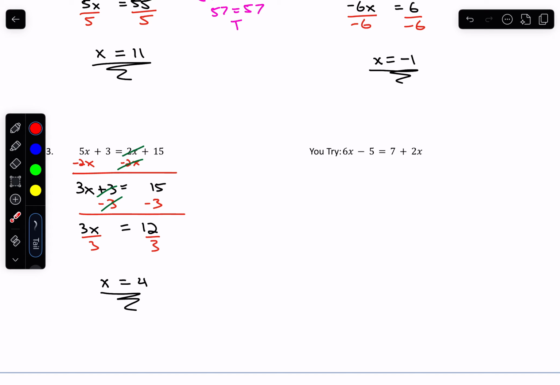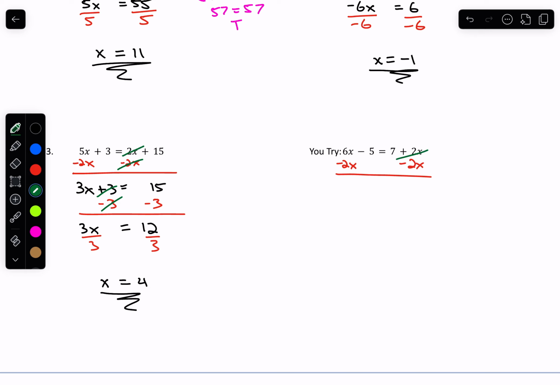So if you have not tried any of these yet, please pause the video and give it a chance. All right, hopefully you paused there. So what we're going to do now is 6x minus 5 equals 7 plus 2x. We want to get all the x's to the left. So what I'm going to do is subtract this 2x from both sides. Because whenever you want to move something from one side of the equation to another, you do the inverse operation of whatever it has.